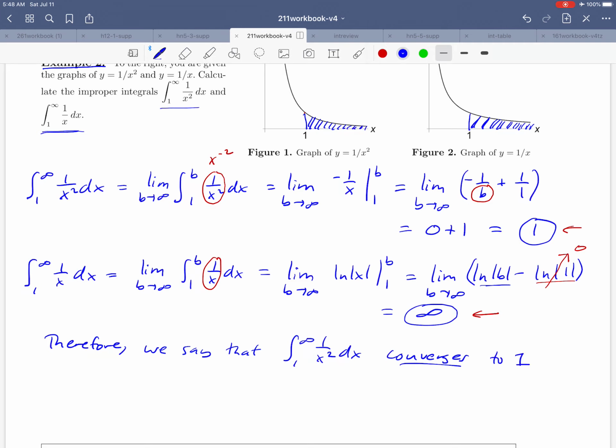Converges, and the integral from 1 to infinity of 1 over x dx diverges. Diverges again just means that we didn't get a finite number when we did it. We got infinity.